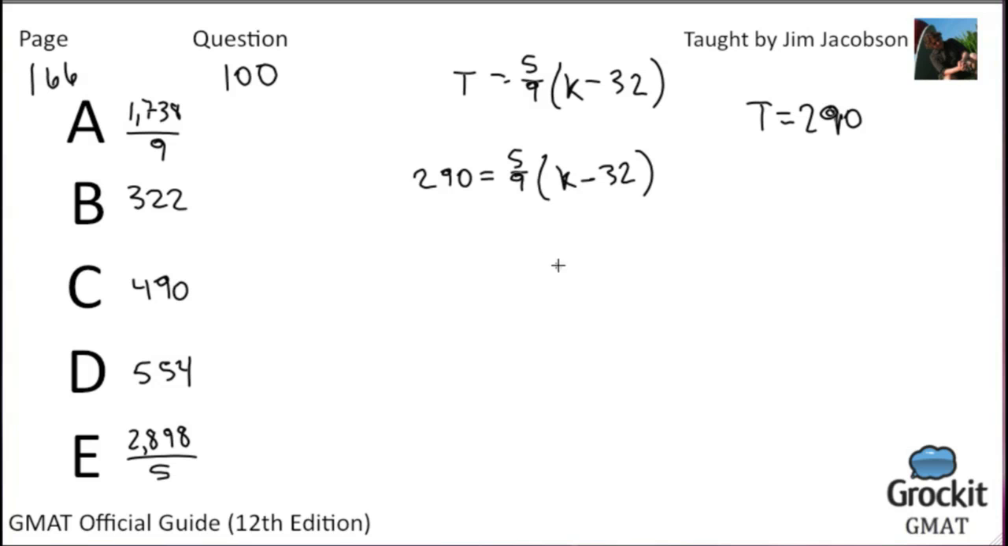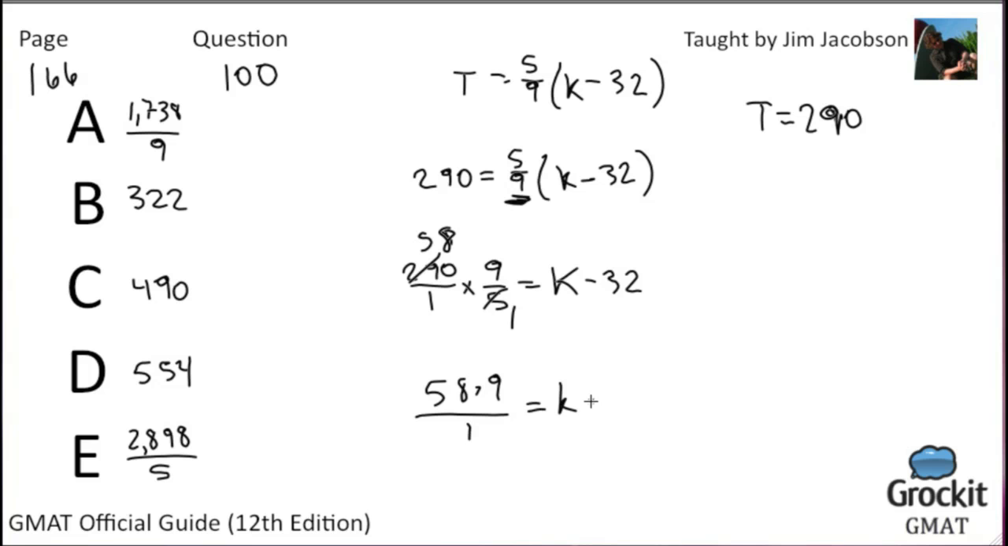We can probably save ourselves a little bit of work here. We're going to multiply both sides times 9/5 to get rid of the fraction, the coefficient on our quantity in parentheses. So 290 over 1 times 9/5 equals k minus 32. And again, whenever possible, rather than multiplying by 9 and then dividing by 5, it'll probably be easier to divide 290 by 5 right away. So 290 divided by 5, 5 goes into 29 5 times, leaving a remainder of 40. So this ends up being 58. We can cancel this out to a 1. So now we're only left with 58 times 9 over 1 equals k minus 32.